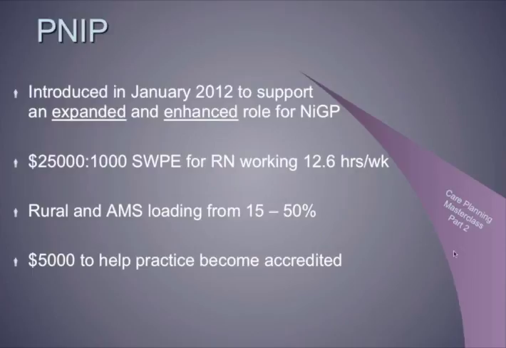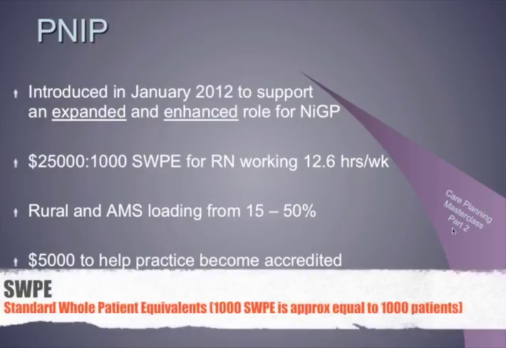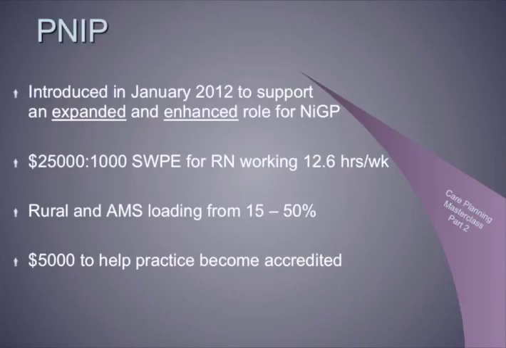So I think just to look at the funding side of it, it is $25,000 per 1,000 SWPE, which is about the equivalent of one full-time GP, and that's for an RN working 12.6 hours a week. So it's capped at 5,000 SWPE, $125,000, and that would need an RN working to the equivalent of about 1.6 full-time equivalents. So if we have enrolled nurses employed, then that's precisely half of that payment.